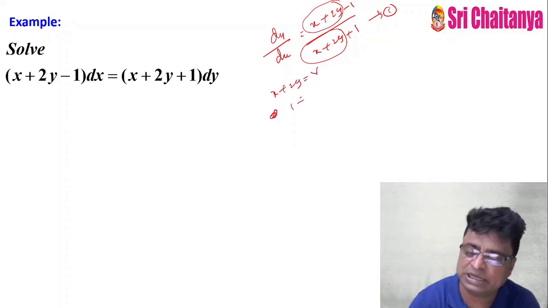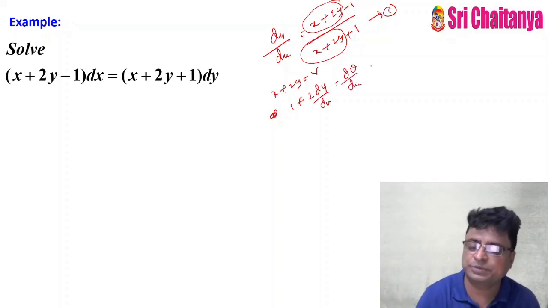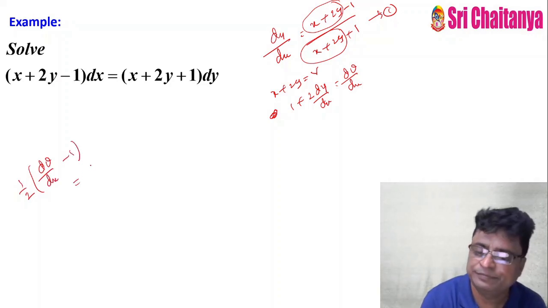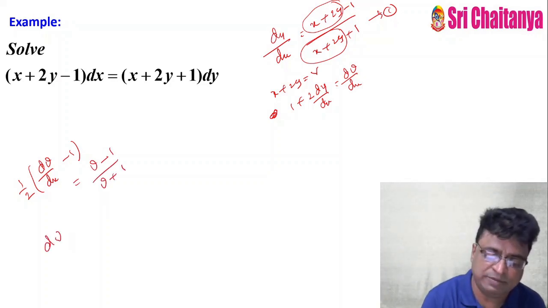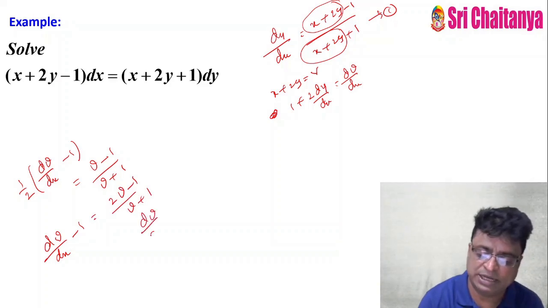Now this becomes 1 plus 2 dy by dx is equal to dv by dx. Now you substitute for dy by dx. That means what? Half into dv by dx minus 1 equal to v minus 1 by v plus 1. So my dv by dx minus 1 equal to 2v minus 1 by v plus 1. So my dv by dx, you take that one that side. So 2v minus 1 by v plus 1 plus 1.